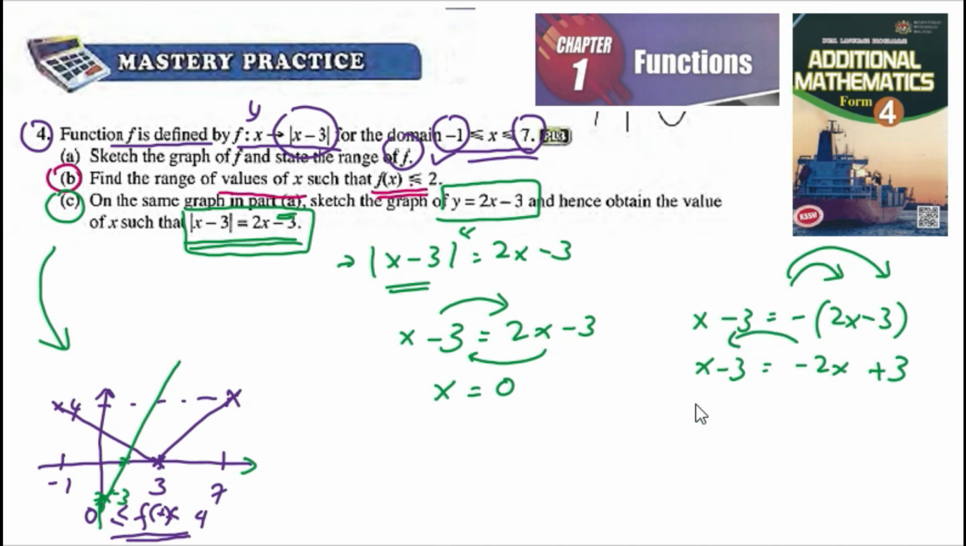So we bring 2x to the left to become positive. So 3x is equal to 3 plus 3, which is equal to 6. So x is equal to 6 divided by 3, which is equal to 2. So we see here we have two values of x, which are x is equal to 0 and x is equal to 2. But if we see from the graph, it is not possible for x to be 0. The intersection is more than 1.5, in between 1.5 and 3. So the possible answer is x is equal to 2.